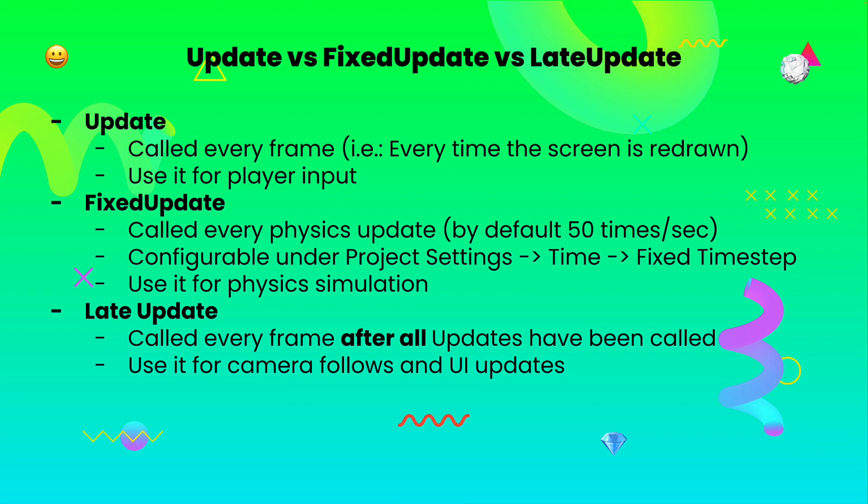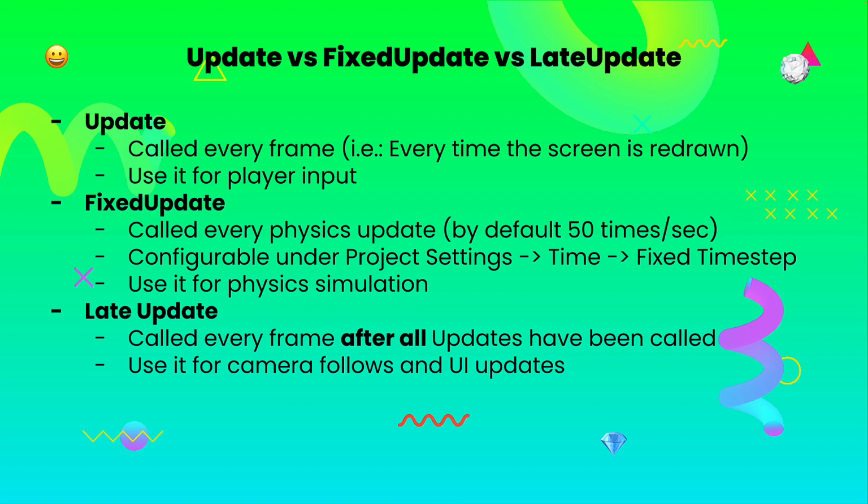So update is called every frame, meaning every time your screen is redrawn, your update functions are called. If your game is running at 60 frames per second, your update functions are going to be called 60 times per second. If it's running at 30 frames per second, the update functions are going to be called 30 times per second. And you should use update functions for player input, since you don't want your players to have the sensation that their updates are not being registered. So if update is called every frame, then certainly the player will have immediate feedback of their updates.